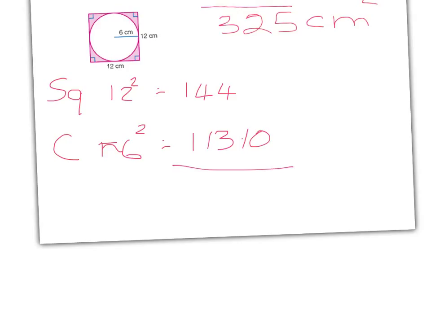Now we've got to subtract the circle from the square. So we'll go 144, take 113.1, and we'll be left with 30.9 centimeters squared is shaded. So that's how you do it.